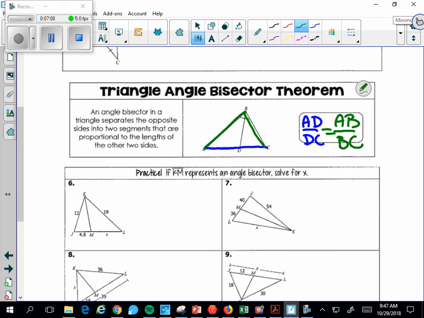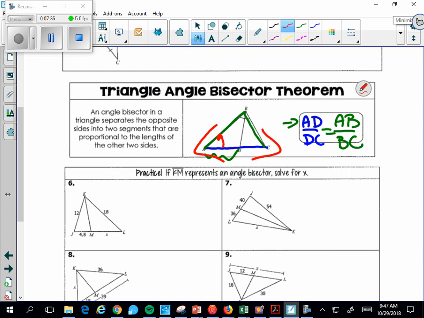The way I want you to think about this is, in the numerator of each of those ratios, first I've got AD. So I want the numerator of the other fraction to be whatever is adjacent or next to AD. So it's whatever's closest to it. These kind of stick together, and these kind of stick together, as you can see in there.